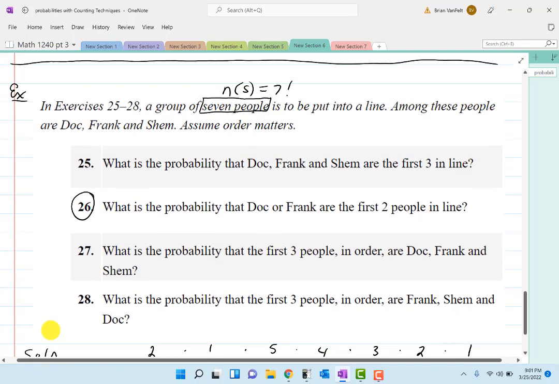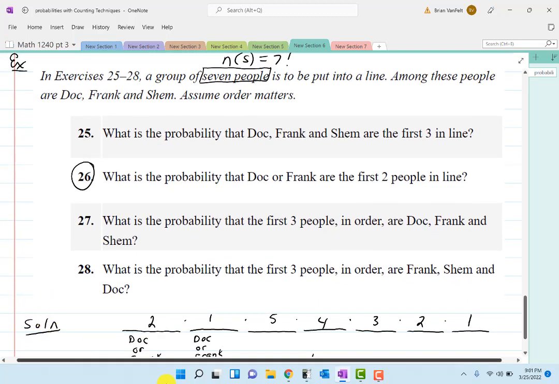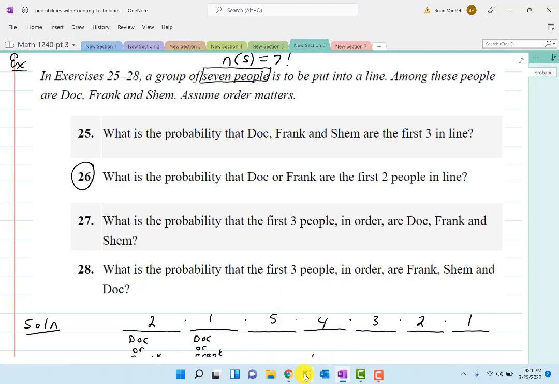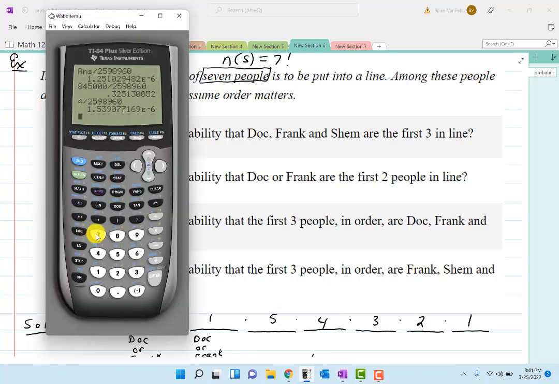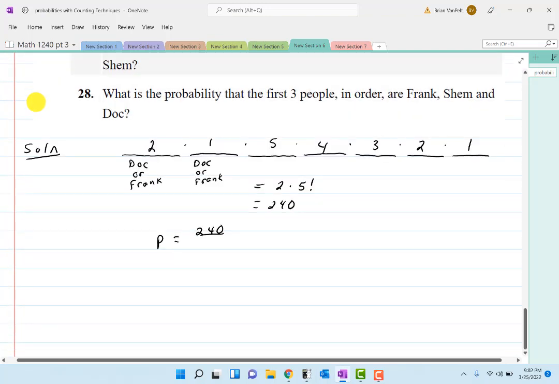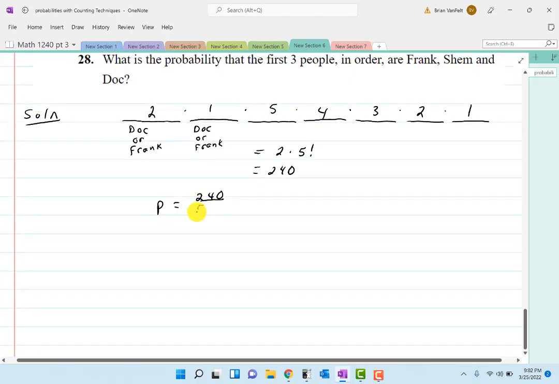Do I have that number? I think it's 5,040, but I'm not going to risk my memory on it. Let's go ahead and do 7. And it will remind you where it's at anyways. Math, PRB, choose number 4. Enter. 5,040 as I suggested. And you can leave it like that.